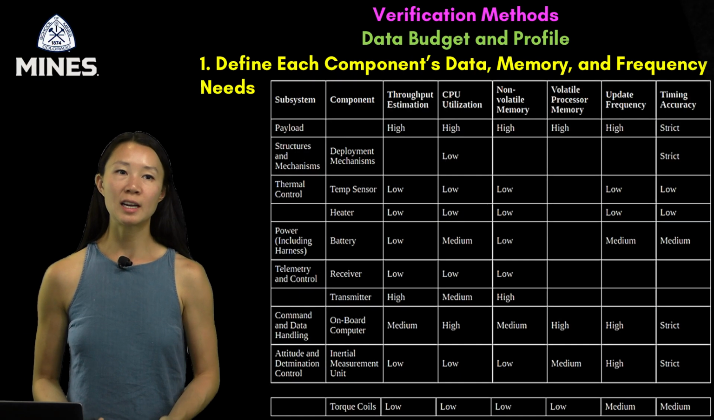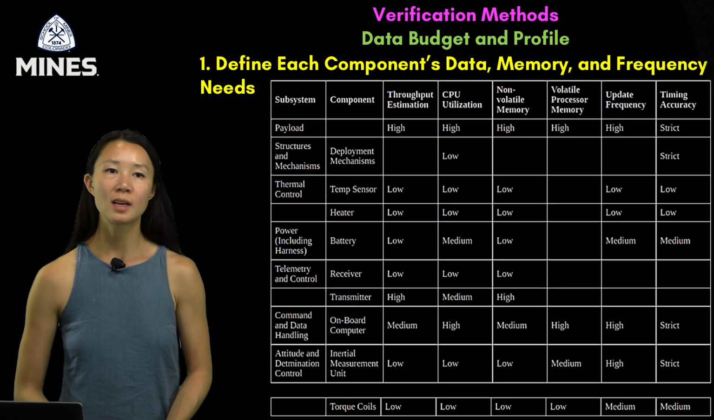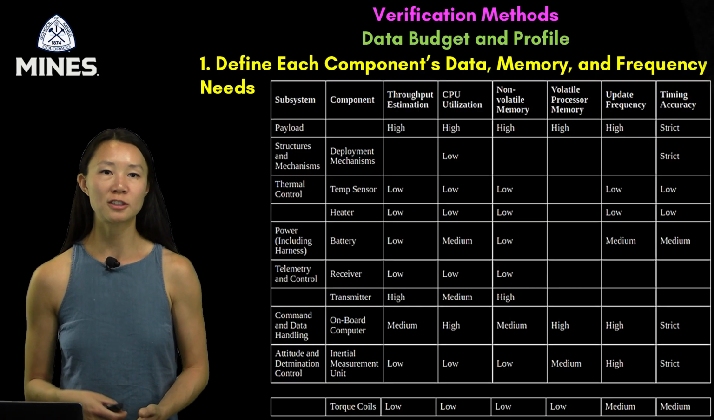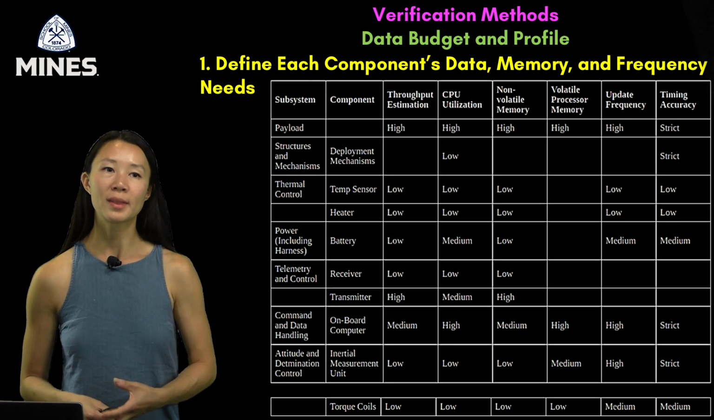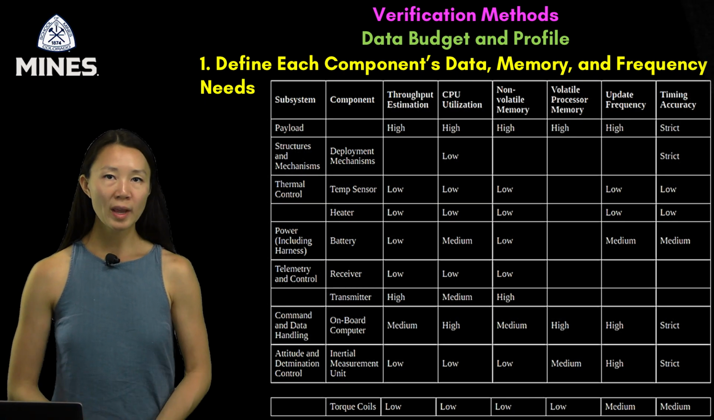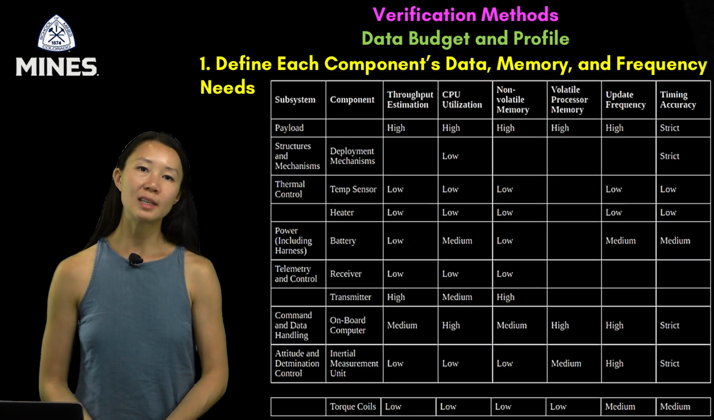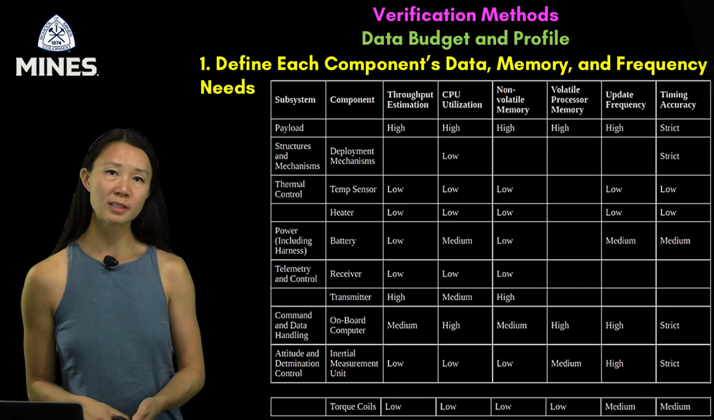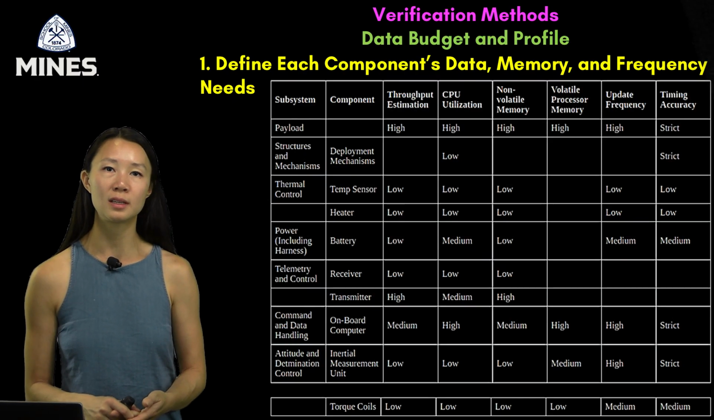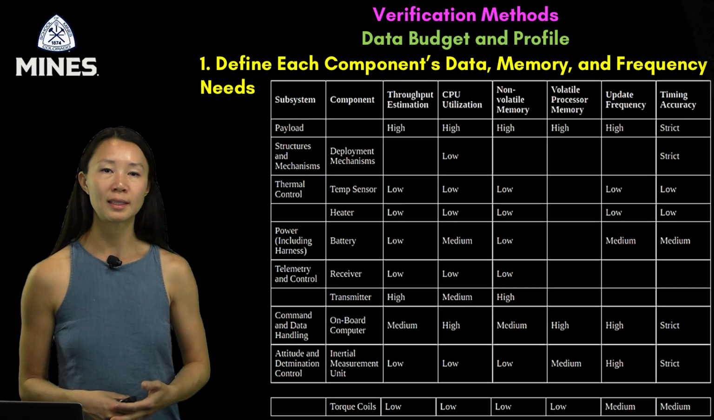Now that we've covered CDH hardware and design considerations, let's talk about a critical verification step: building a data budget and profile for your mission. This is where we check, do we have the processing power, memory, and storage needs to support everything our spacecraft wants to do? The first step is to define each component's needs qualitatively in a table like this.